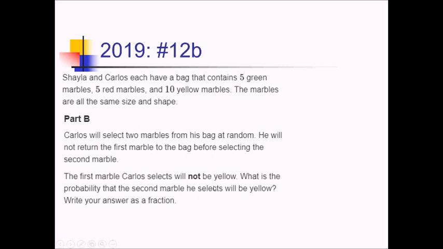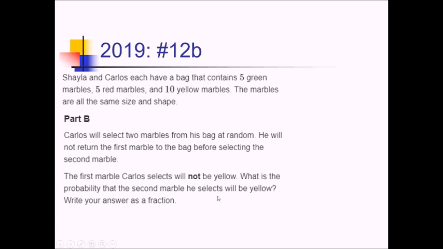Okay, so this one's a little bit tricky. They're not asking for the probability that Carlos picks a non-yellow marble followed by a yellow marble. That's not exactly how the question is worded. What they're saying is, okay, Carlos has already picked a marble. Given the marbles that are left, kind of starting with that as our reference point, what's the probability that this marble he picks will be yellow?